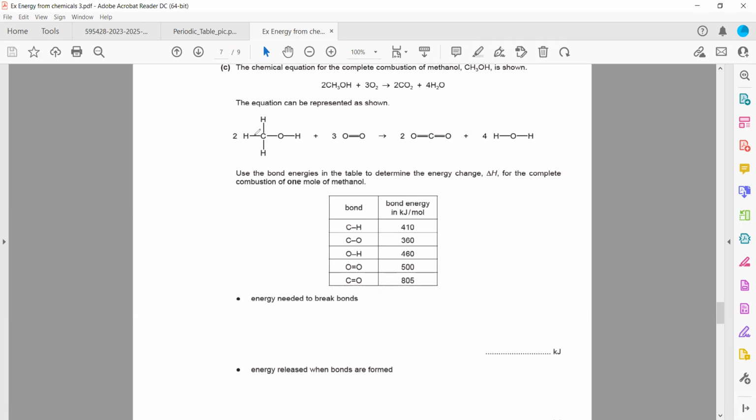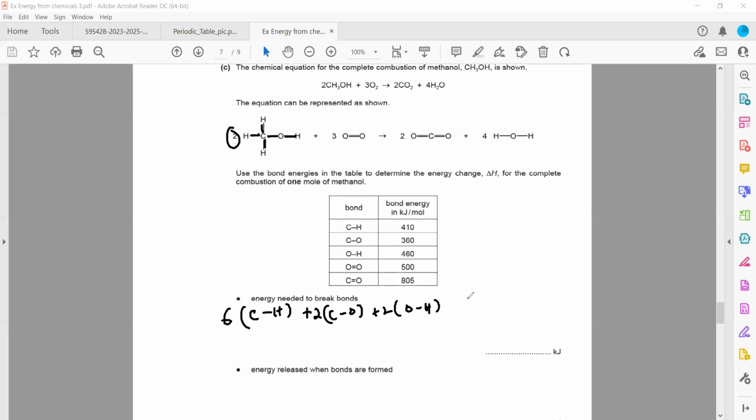So the bond breaking: CH bonds. 3 are there, but that is multiplied by 2, so the total will be 6, because 2 molecules of methanol are there. 1 molecule of methanol contains 3 CH bonds, so 2 molecules will contain 6 CH bonds, plus CO. 1 molecule contains 1 bond, so 2 molecules will contain 2 CO bonds. Then OH: 1 molecule contains 1 OH bond, so 2 molecules will contain 2.